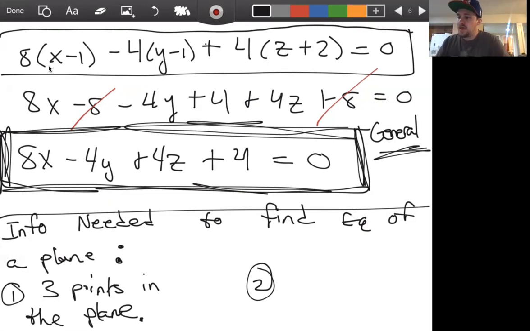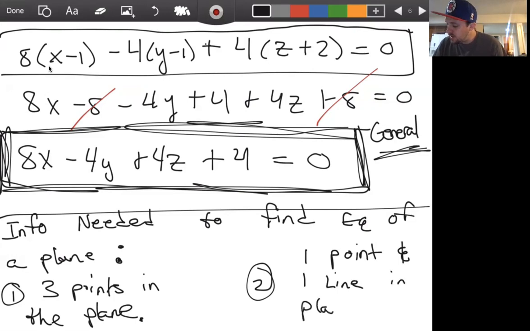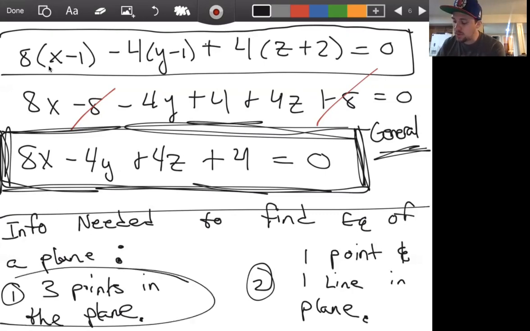The other one is a point and a line. So we can have 1 point and 1 line in the plane. Using these 2 pieces of information, we can also derive an equation for the given plane. Again, it boils down to constructing 2 vectors, right? To construct 2 vectors in a plane, you either need 3 points or 1 point and 1 line. And so now we've seen an example of how to construct an equation given 3 points.